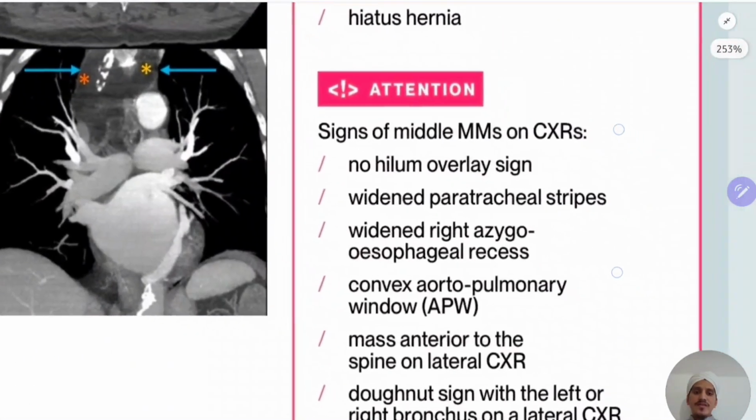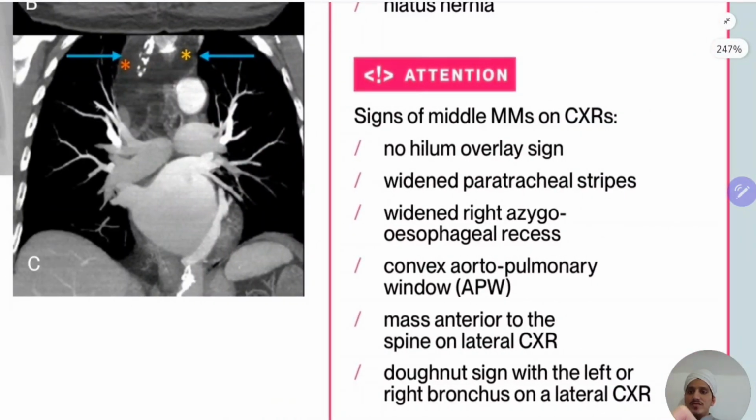What are the signs of a middle mediastinal mass on chest X-ray? Remember, there will be no hilum overlay sign. No hilum overlay sign meaning the hilar vessels will be obliterated by the mass. So we will not be able to distinguish the hilar vessels, which in the left carina, from the mass border.